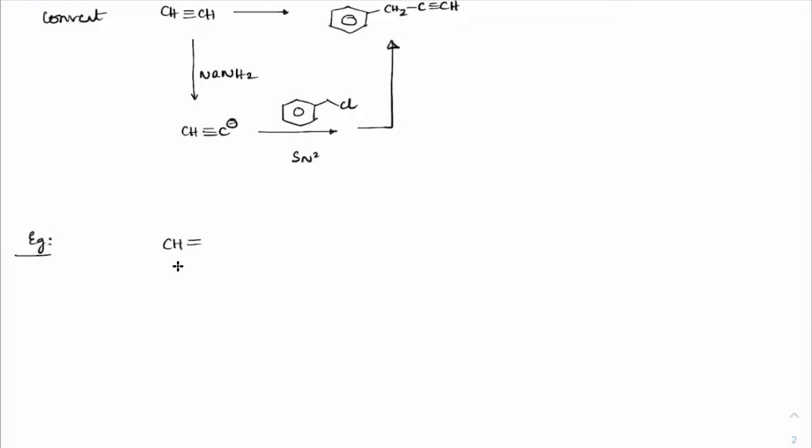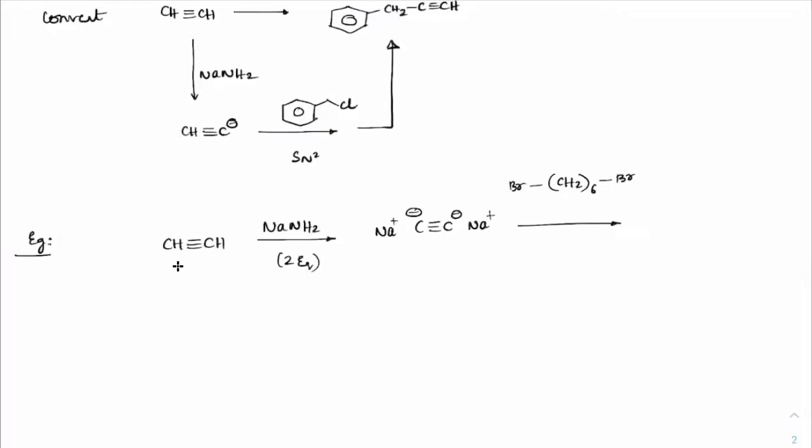If we have CH triple bond CH, treat that with two equivalents of NaNH2. With two equivalents of NaNH2, we will definitely get C triple bond C with minus Na plus on both sides. So both sides, we can have the attack of groups. Suppose we treat this with (CH2)6 with Br on one side and Br on the other side, both sides Br is present. From this end Br will leave and this will attack, this end Br will leave, this will attack. So what happens? It will become a ring form, more like an 8-membered ring, correct?